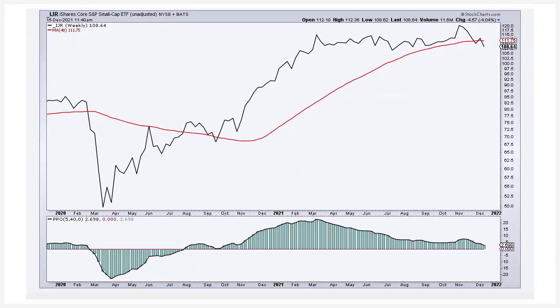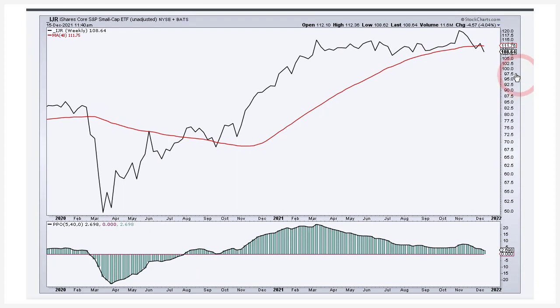Then we go to small caps, IJR, and right away we can see we're below the 40-week. So we're breaking down there. We had this head fake breakout and then this sharp decline, and we've broken below the 40-week. The 5-week EMA is still above the 40-week EMA though.